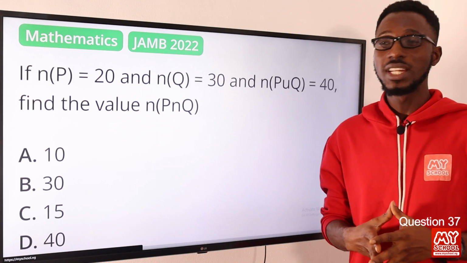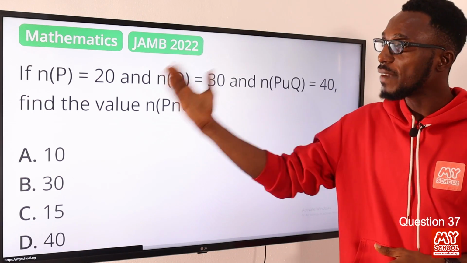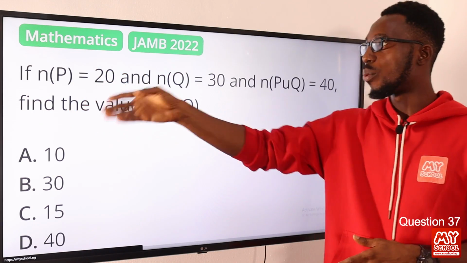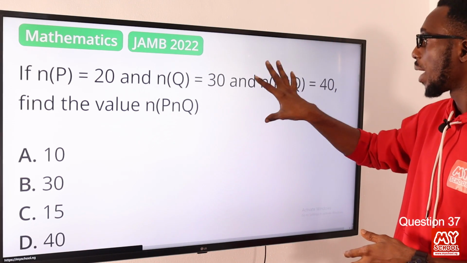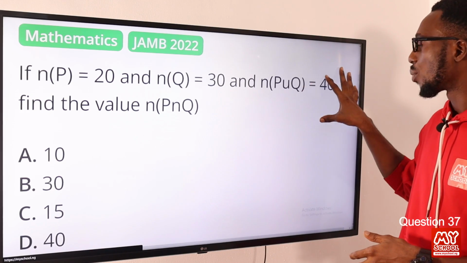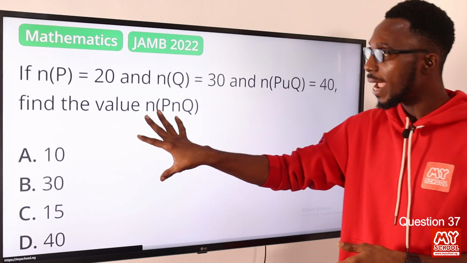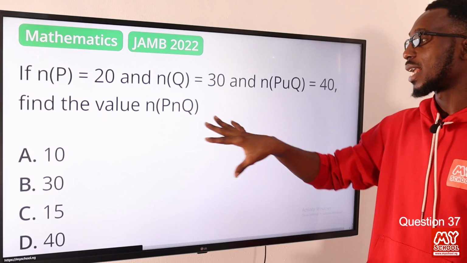So join me as we solve the next question right here. We have if n of p, that is number of p, equals 20 and number of q equals 30, and we have p union q equals 40. We're asked to find the value of n, the number of p intersection q.